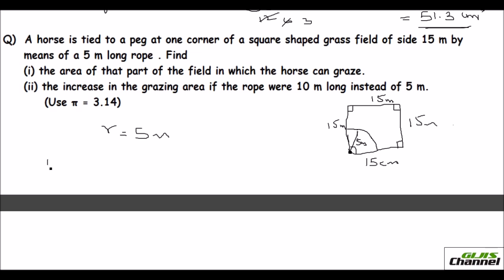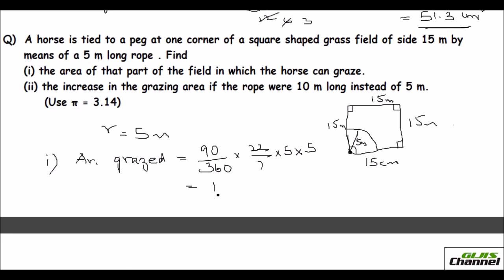So the first answer would be area grazed, right? The angle is 90 degrees because it's a square, right? 90 over 360 times pi. Pi is 22 over 7 times r is 5. The length of the rope is 5 meters. So that will give you, that is equal to 19.6 meters square.